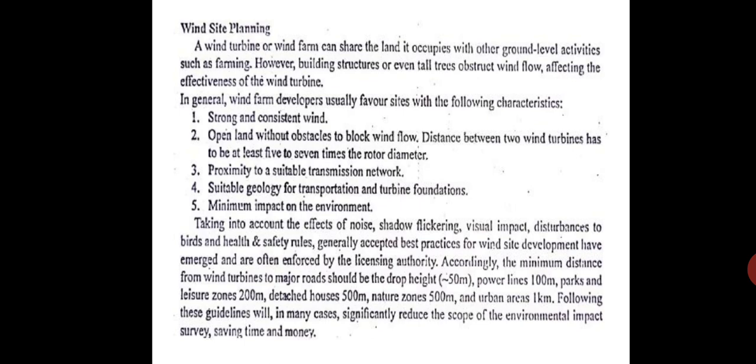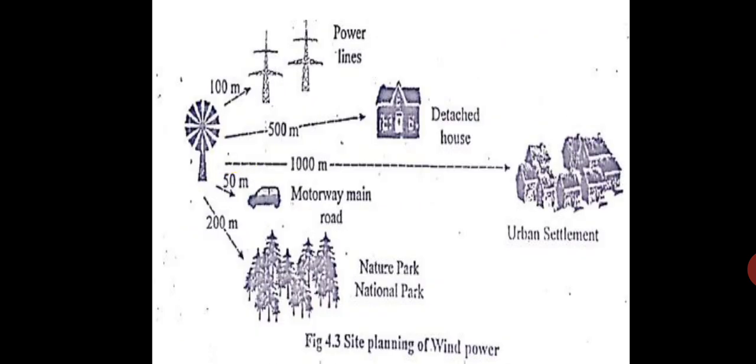Accordingly, the minimum distance from wind turbines to major roads should be the drop height, meaning 50 meters. If you put a wind turbine, from there to the major road it should be almost 50 meters. The power line should be around 100 meters. Parks and recreation leisure zones should be around 200 meters. Houses should be around 500 meters away. Nature zones 500 meters. And urban areas 1 kilometer. It should not be in an urban area; it should be outside the city, not inside the city. Following these guidelines will in many cases significantly reduce the scope of the environmental impact survey, saving time and money.